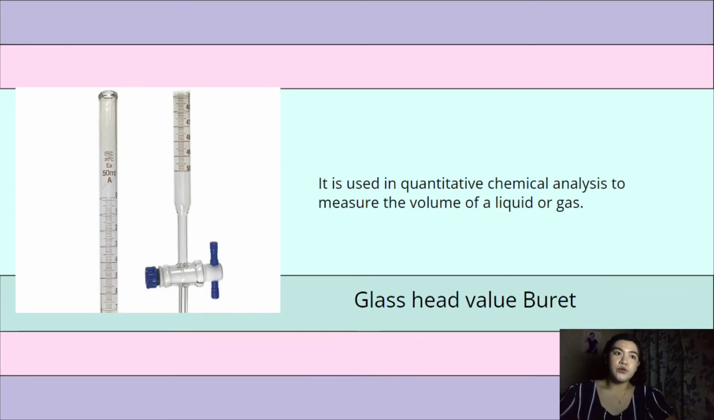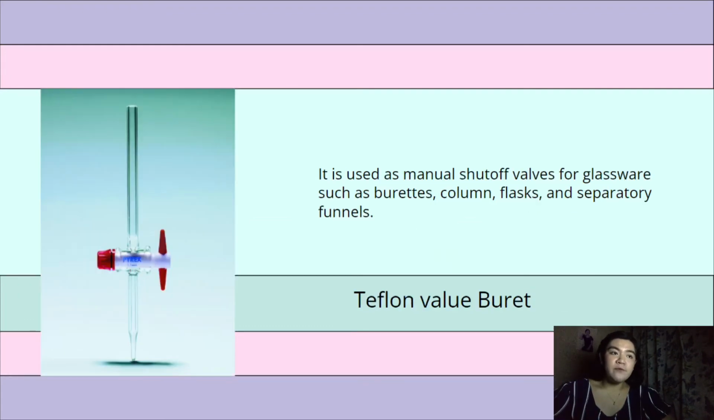Glass stopcock burette. It is used in quantitative chemical analysis to measure the volume of a liquid or gas. Teflon stopcock burette. It is used as a manual shut-off valve for glassware such as burettes, columns, flasks, and separatory funnels.